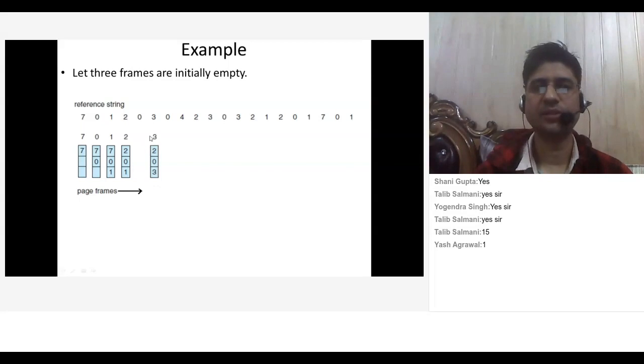As you can see, 2, 0, 3. Now we are again getting a page hit for 0, right? Yes, sir. Now for 4, we are getting a page fault. Which page will be replaced? Look into the future, right hand side. Which page will you replace? 0. Exactly, because 2 and 3 will be required in the near future. So we will remove 0.